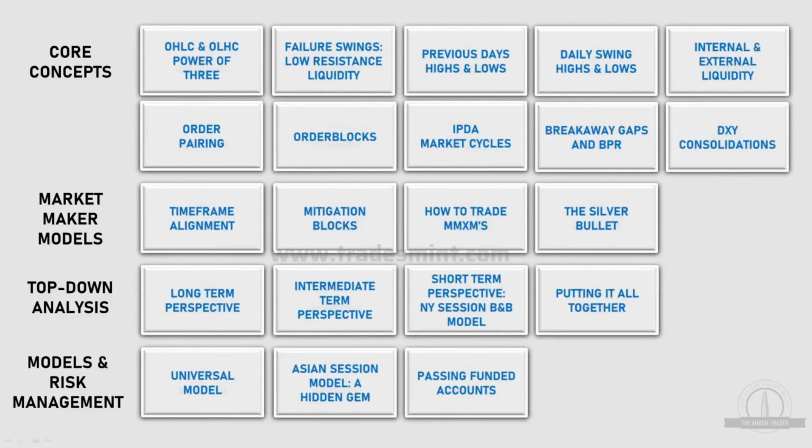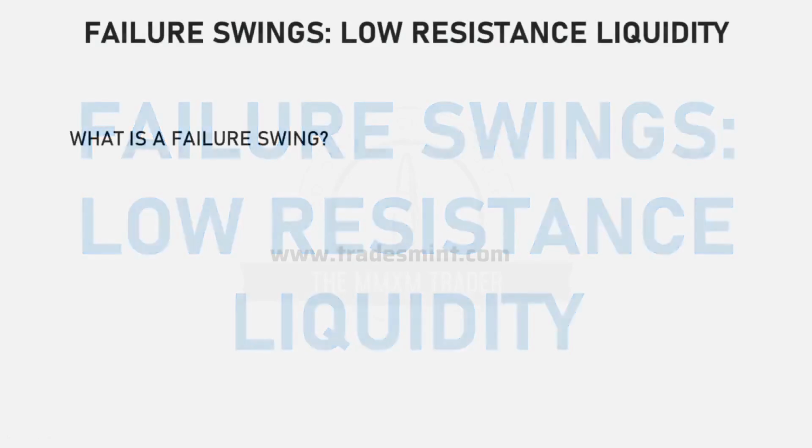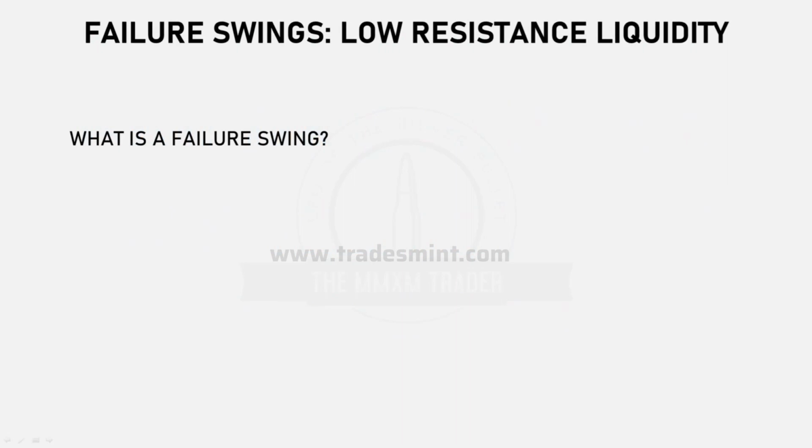Now that we went over our first lesson about power of 3, let's move on to the second lesson, which is about failure swings, low resistance liquidity. Now, first of all, what is a failure swing?